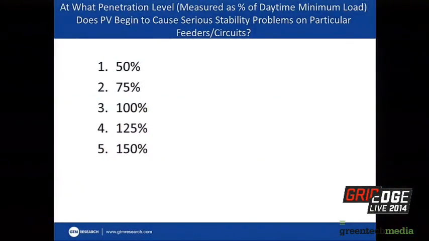The next question, we now get into the second category here, which is PV integration and technologies to enable that. The first question is effectively, and I tried to make this as specific as possible, when does PV become a problem? The specifics of the language are, at what penetration level, measured as percentage of daytime minimum load, does PV begin to cause serious, and define serious however you will, stability problems on a particular feeder or circuit? Okay. Any caveats I should be giving here? Added language, good enough, Naimish, I got it. Okay. Voting begins now.